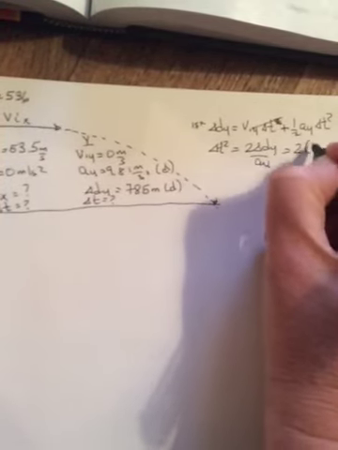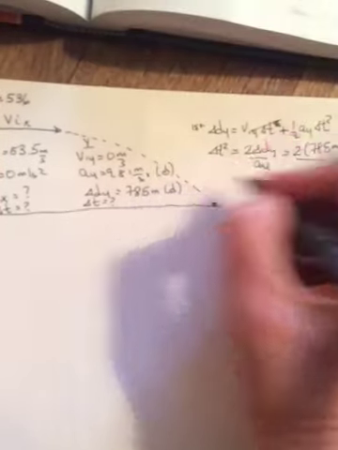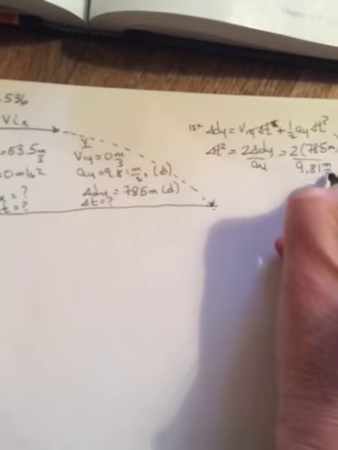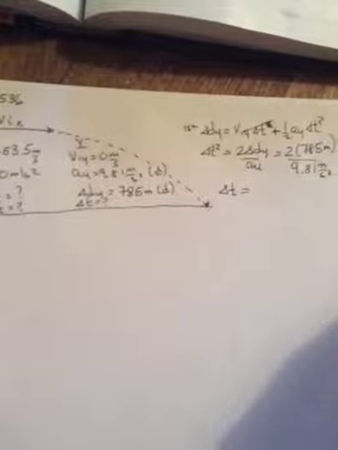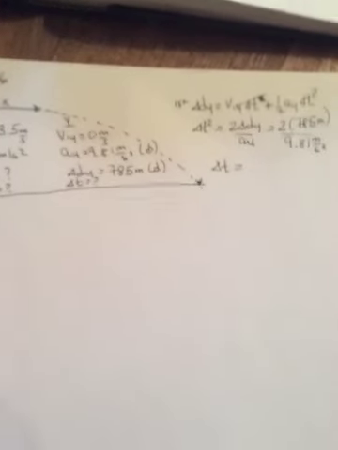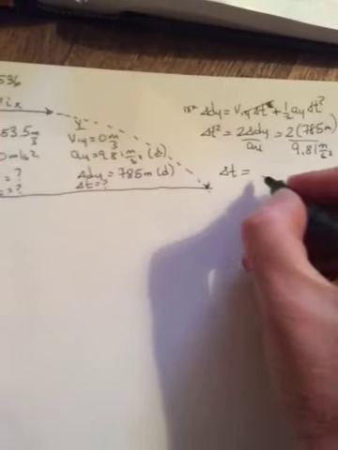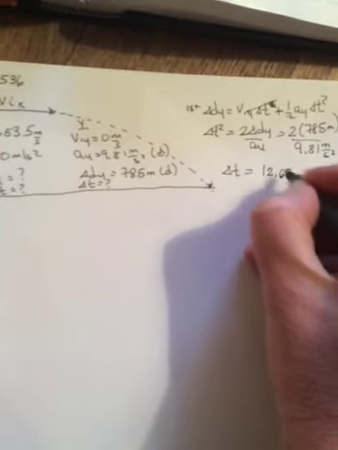So 2 times 785 meters. Everything's going down, so we don't have to call either negative. Divided by 9.81 meters per second squared. Remember, that's going to give you t squared, so don't forget to take the square root. So before the square root, you get 160. After the square root, you get 12.65 seconds.